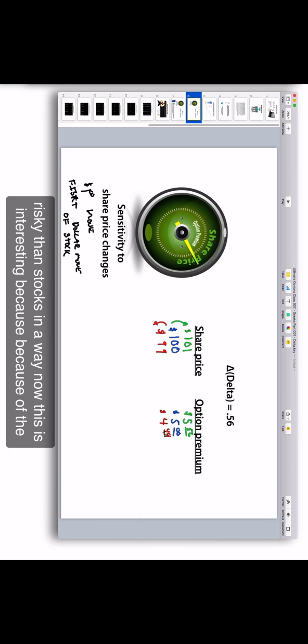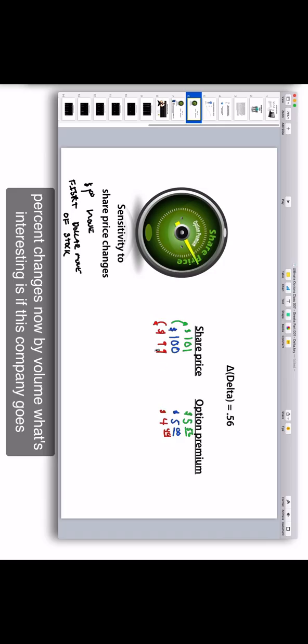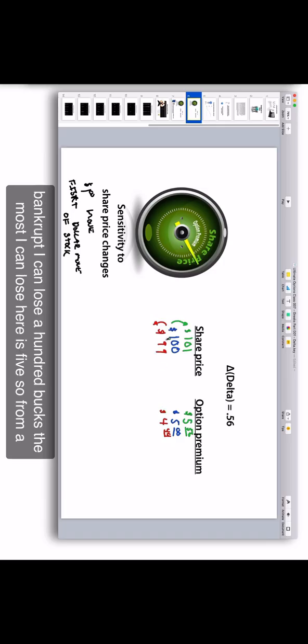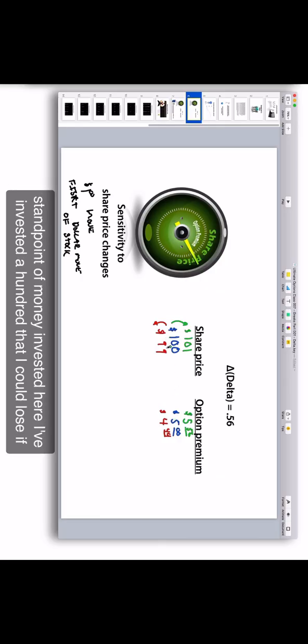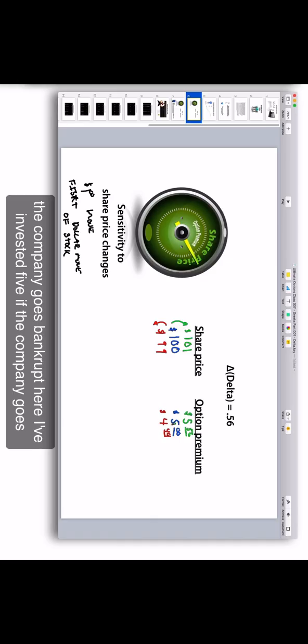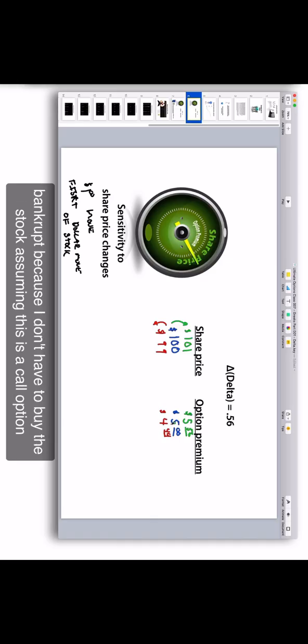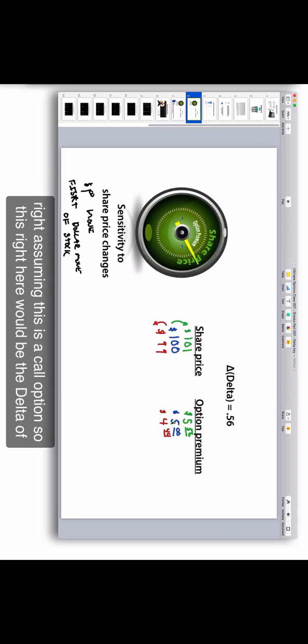Because of the percent changes. Now, by volume, what's interesting is if this company goes bankrupt, I can lose $100. The most I can lose here is $5. So from a standpoint of money invested, here I've invested $100 that I could lose if the company goes bankrupt. Here I've invested $5 if the company goes bankrupt, because I don't have to buy the stock, assuming this is a call option, right? Assuming this is a call option.